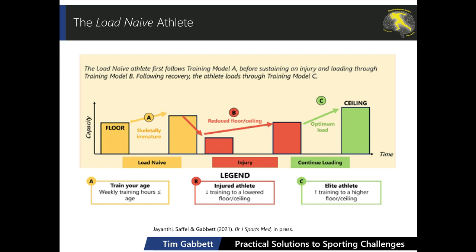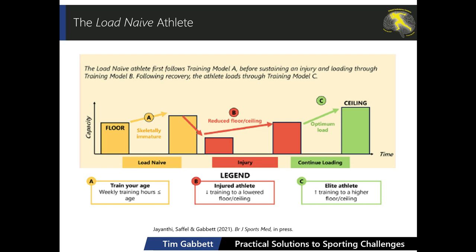Now, with a load naive athlete, this is an athlete who is skeletally immature, or hasn't been exposed to a lot of training before. If we progress them through this skeletal immaturity, it may be that there's occasions where they sustain injuries due to their relative naivety to load.